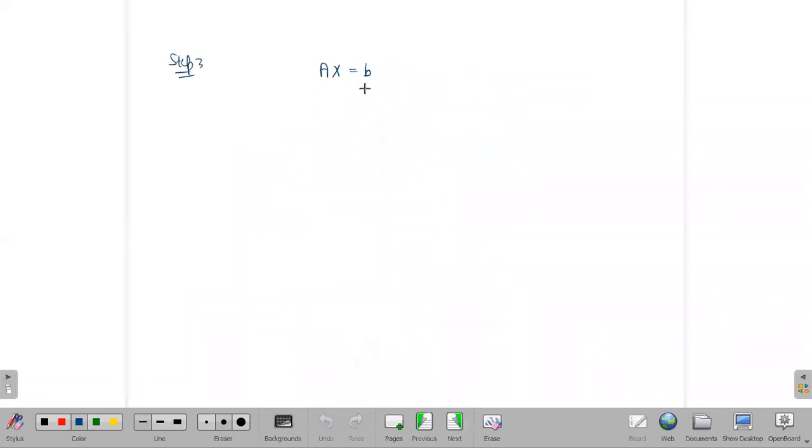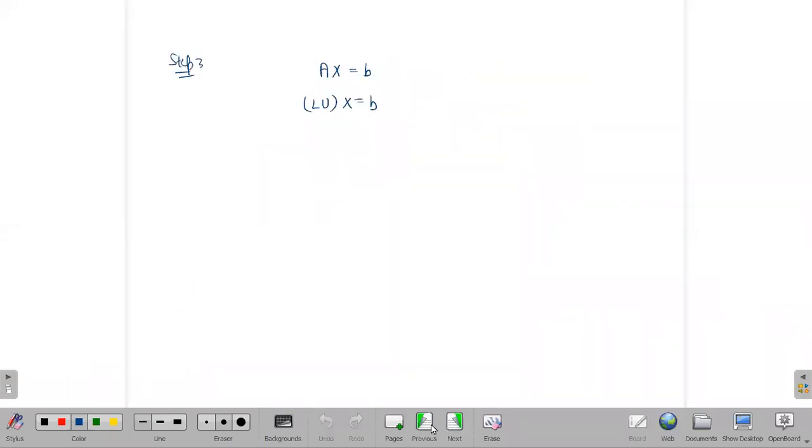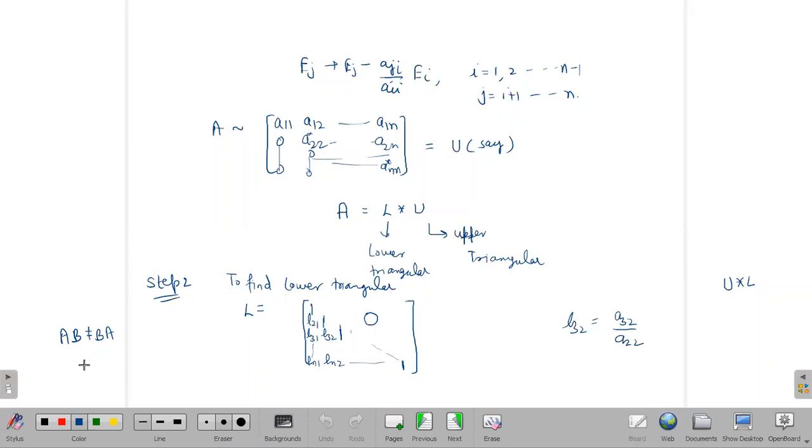So L into U into X. Why can't we write U into L? Because matrix multiplication is not commutative, right? Because AB is not equal to BA, even if you take square matrices. That you all know, right? That AB is not equal to BA.